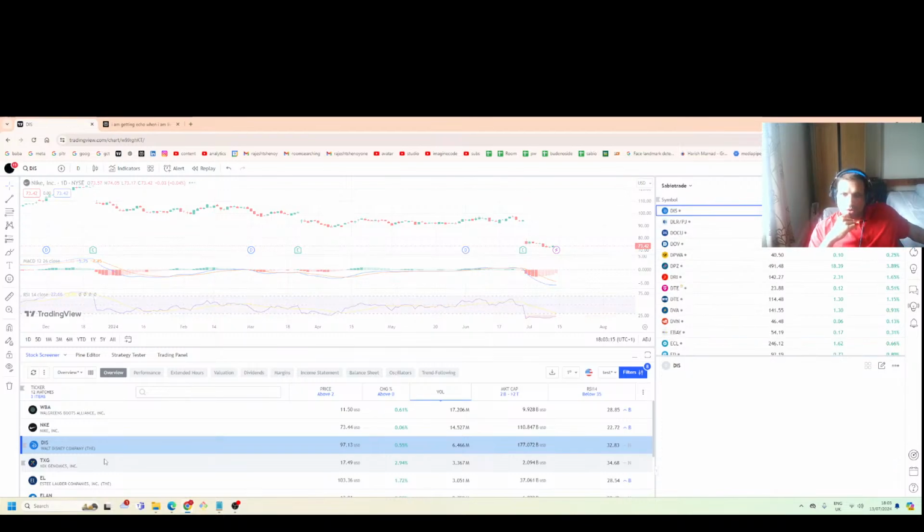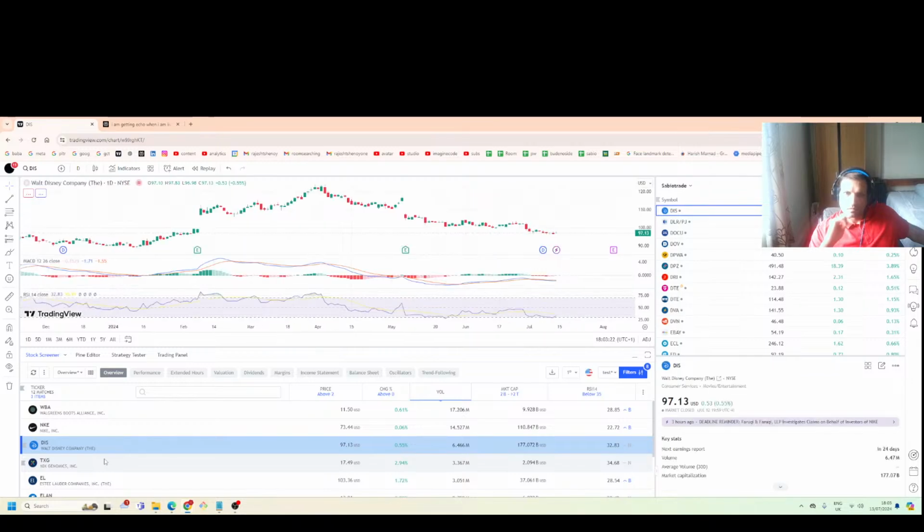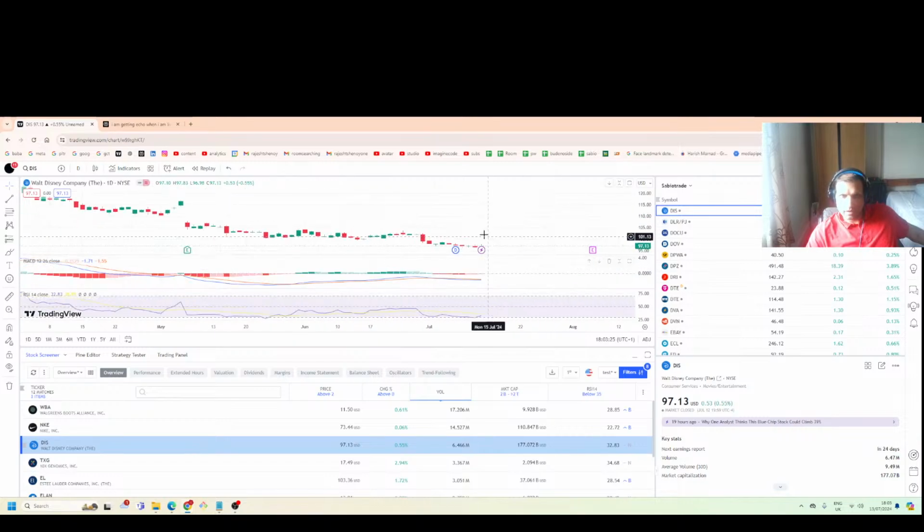30 matches. So out of 30 matches, let's find one more filter, which is change above 0. You want something which is starting to move up. So I've got 12 matches. Walt Disney. So look at Walt Disney.